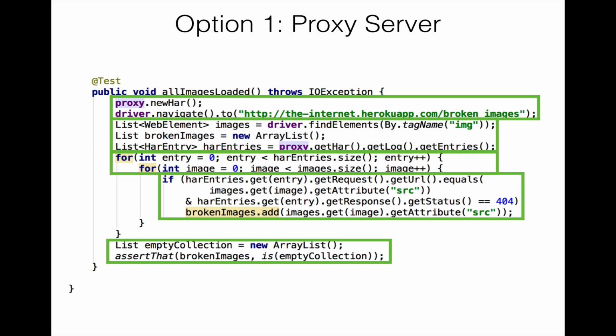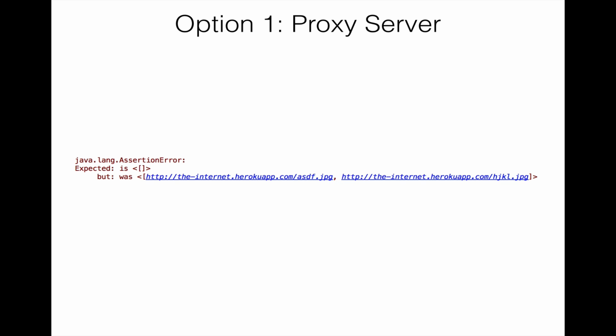So if there were broken images, the assertion failure would look like this. It would expect an empty collection, but instead what we got was the URLs of the broken images. So now we have kind of a digest of these are the broken images on this page. And the same pattern is something we'll apply for these other options as well.